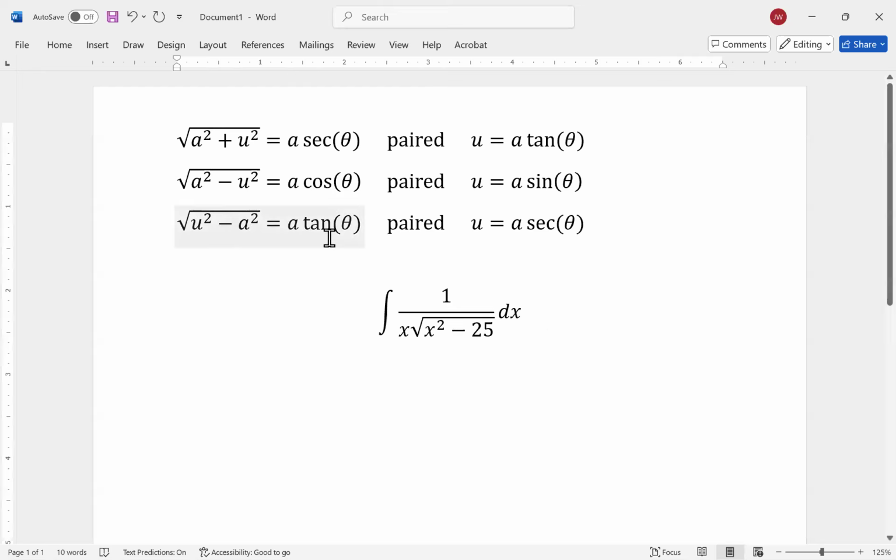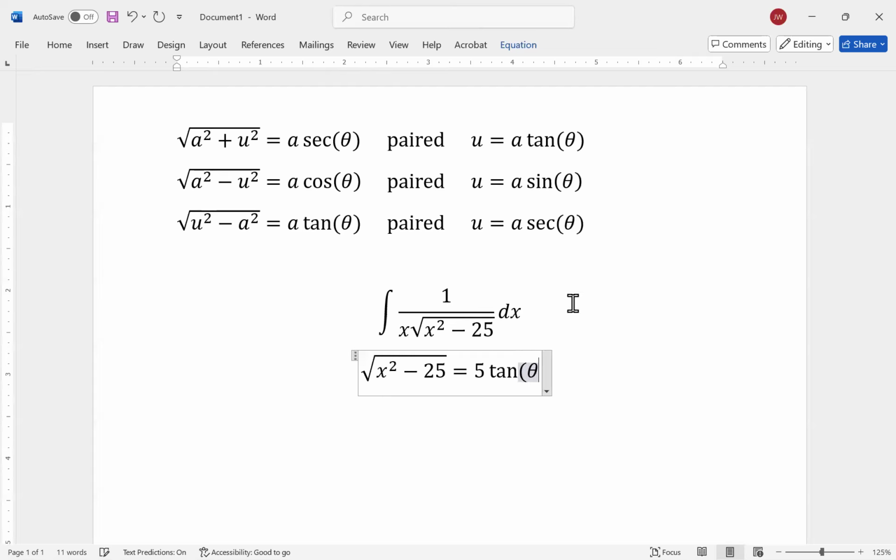So I wrote that here. Third option, we used in example 1, we use this one. In example 2, we use this one. Example 3, we just did a normal u substitution. So in this example, we're using our third option there. x squared minus 25 underneath the square root is going to become 5 times tangent of theta. That is going to force the x to be 5 times secant of theta.